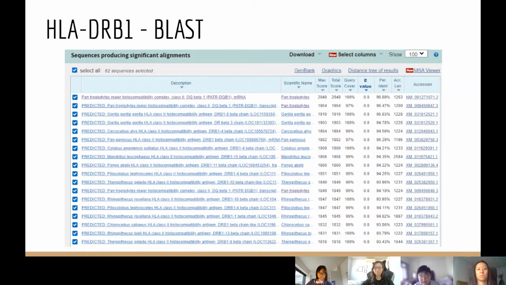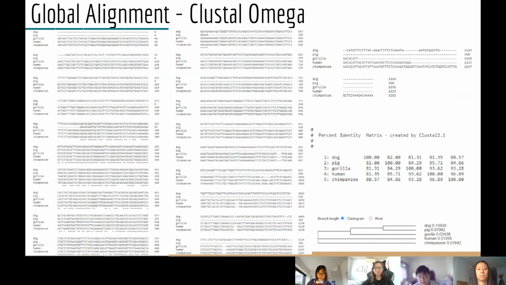Okay, so after finding the mRNA sequence of the desired species, we use Clustal Omega to do global alignment of the different sequences. As you can see from the results, the DRB1 gene in chimpanzee and human is the most similar with 96.89% similarity. So to further test this, we have done local sequence alignment using BLAST to check the similarity between the genes.